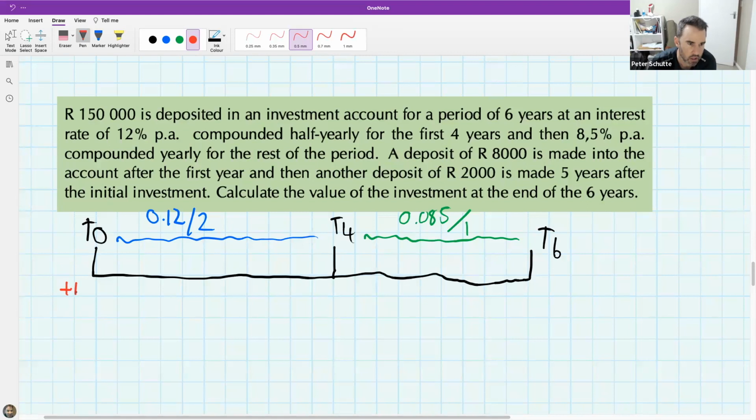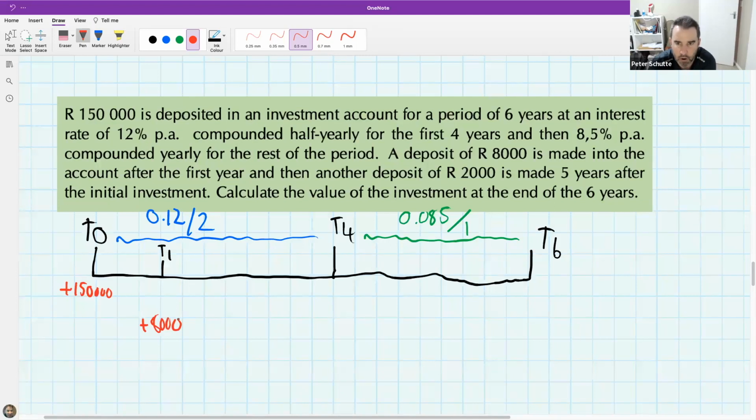we have 150,000 at the very beginning. And then what else do we have? Because other bits, a deposit of 8,000 is made into the account after the first year. So we're going to call that, say, T1. And below T1, I'm going to say plus 8,000, because that's what happens. And notice how it's on a separate row.